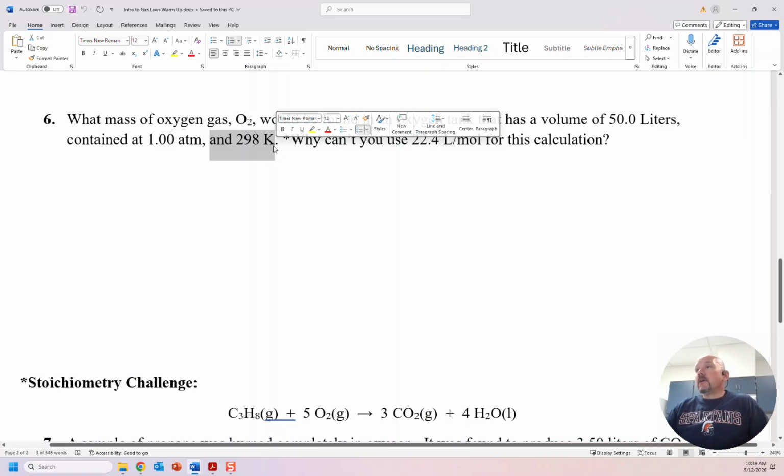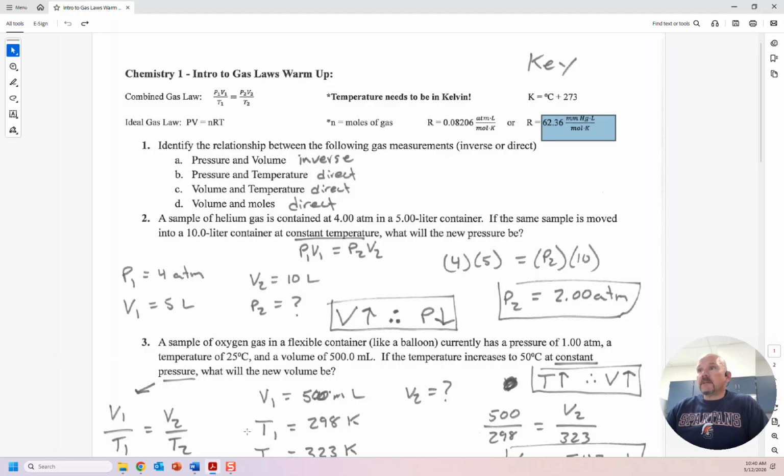Okay. So what are we going to do? We're going to use PV equals nRT, but we're going to solve for n. We're going to solve for moles of oxygen. And then once we have moles of oxygen, we know how to convert from moles of something to grams of something. We just multiply by the molar mass. So that's all we have to do for this one.